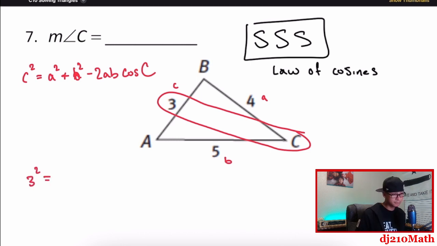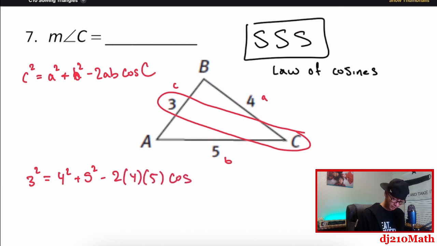So 3 squared is equal to 4 squared plus 5 squared minus 2 times 4 times 5 cosine of big C, right? We don't know what big C is. That's what we're solving for.